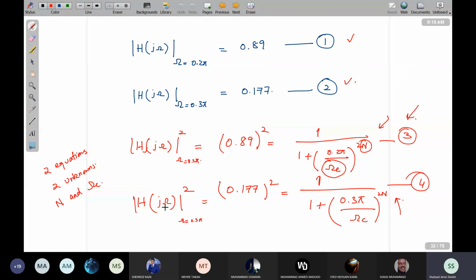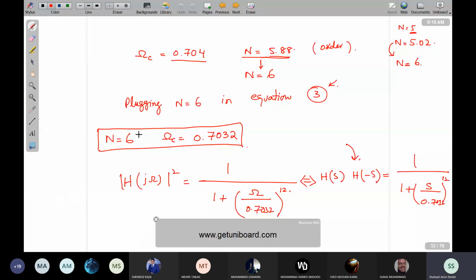Yes sir. Okay, so that's the situation. N is equal to 6, equation 3 में डाला, and omega c जो है अब change हो गया, omega c is equal to 0.7032, and that's my H(j omega) square which was already given associated with Butterworth filter design, and that is 1 over 1 plus (omega over 0.7032) raised to 2n, 2n जो है वो change हो गया 12 में। Now these are magnitude square function, this is associated with H(s).